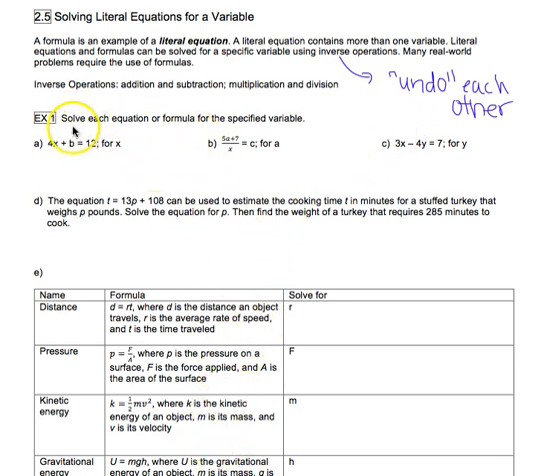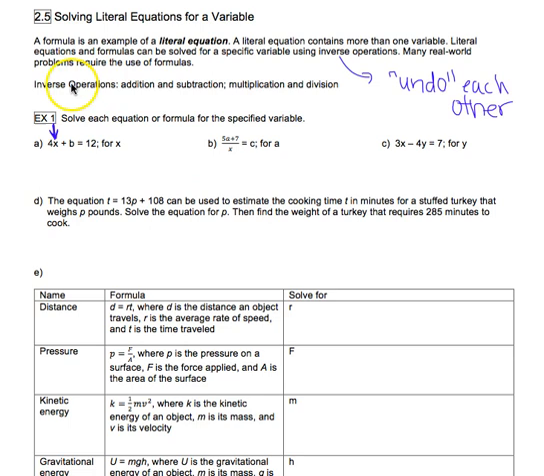Okay, so in example one, we have the literal equations or formulas, and it tells us to solve for the specified variable. So in A, we are going to be solving for x. So my suggestion is that you somehow make a note of what you're trying to get by itself. And then once you've identified that, you're going to move everything else away from it, everything else to the other side of the equal sign.